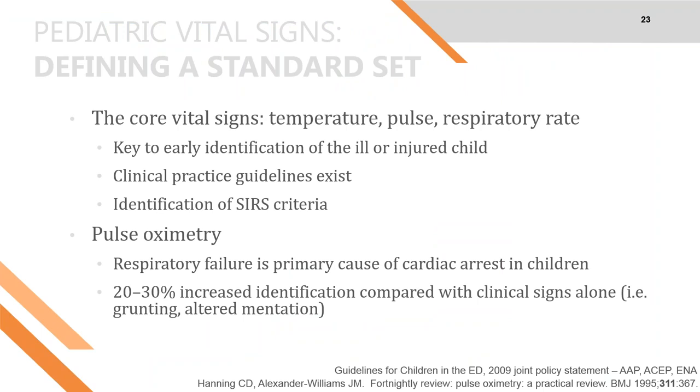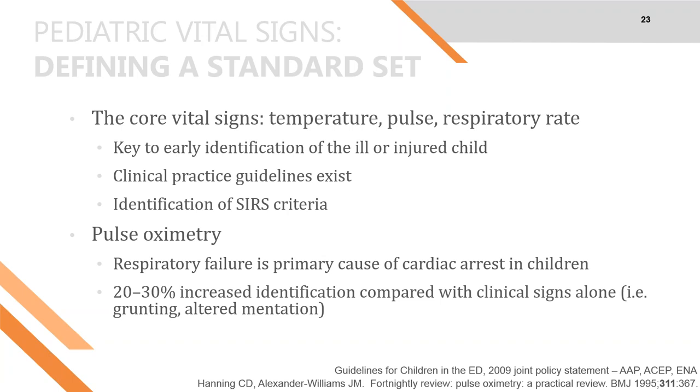So we know, of course, that the baseline indicators of health are temperature, pulse, and respiratory rate. And this is really key to identifying the ill or injured child and to being able to triage them appropriately. There are certainly clinical practice guidelines that exist. We know that temperature, pulse, and respiratory rate are all part of the systemic inflammatory response syndrome criteria, SIRS criteria, and we recognize these as really being essential.